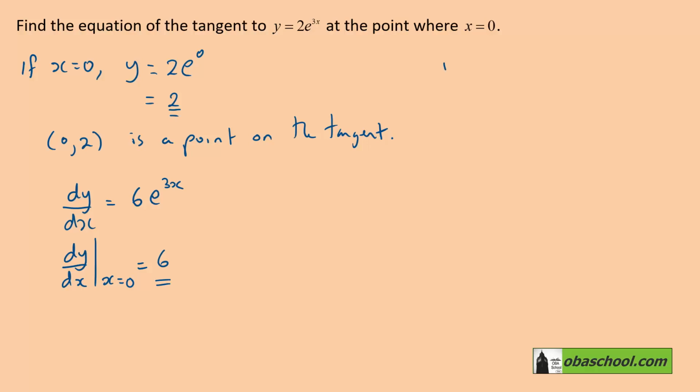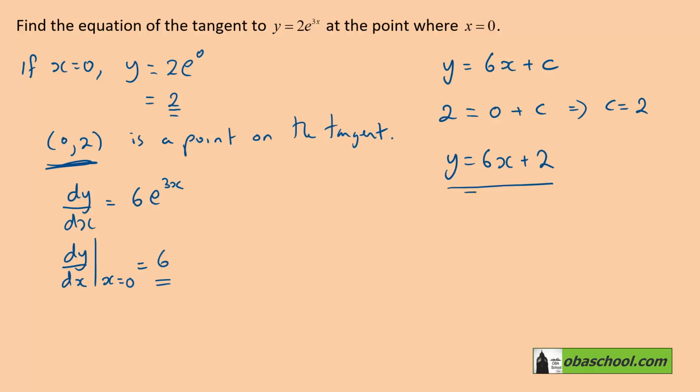So if we say that y is equal to 6x plus a constant, and we know it goes through this point here, then 2 is equal to 0 plus c, which means that c is equal to 2. So y equals 6x plus 2 would be the tangent.